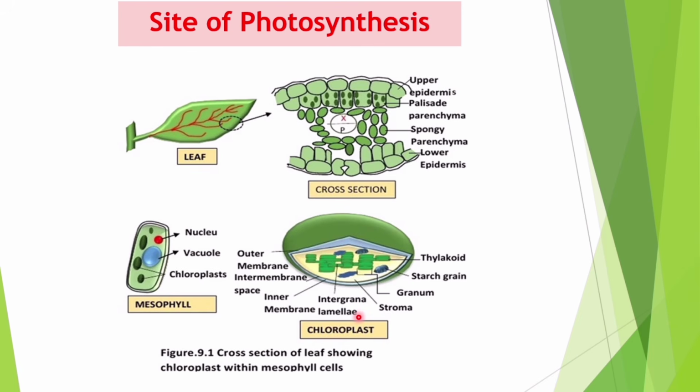Before we go through the process of photosynthesis, it is very important to understand the site or the seat of photosynthesis: which organ, where it's located, what are the components, and where the photosynthesis actually fits. So before we go through photosynthesis, we have to understand the chloroplast.